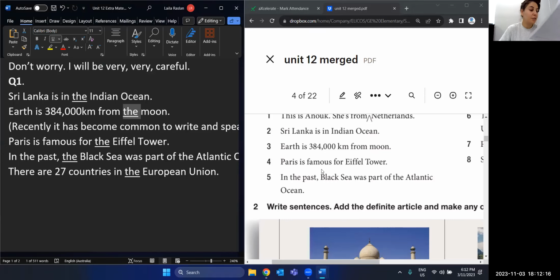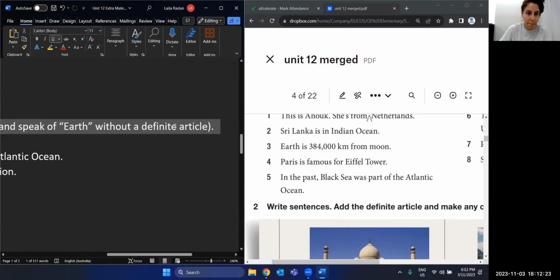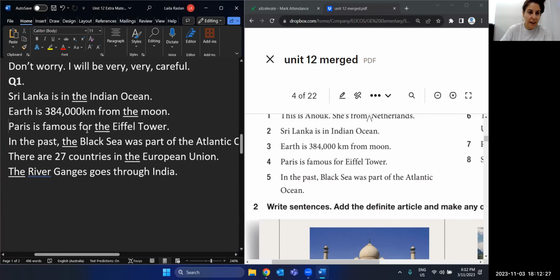Paris is famous for the Eiffel Tower. In the past, the Black Sea was part of the Atlantic Ocean. The Black Sea. We know for seas, the Mediterranean Sea, the Black Sea, the Dead Sea.